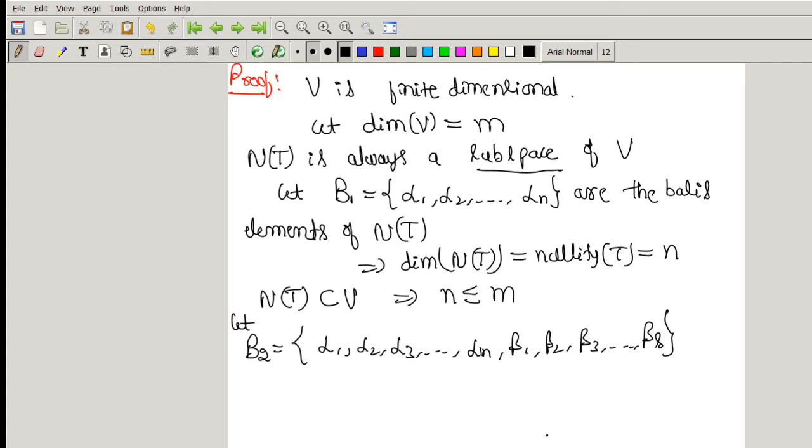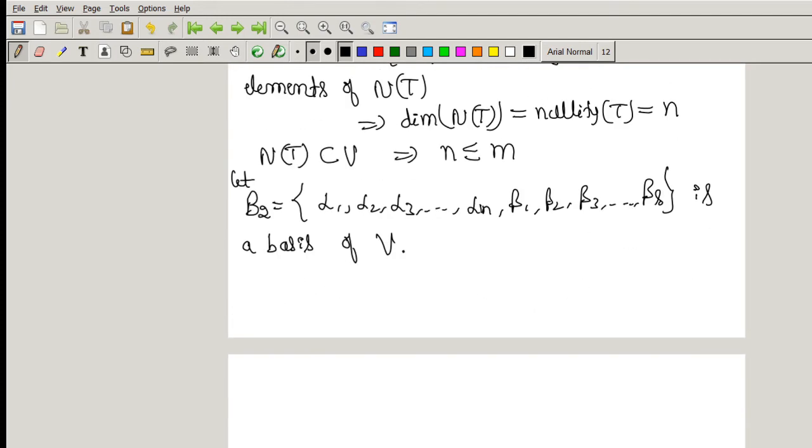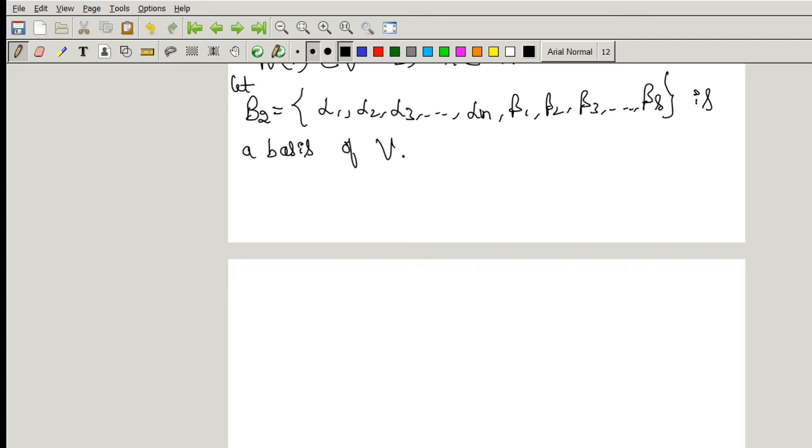Let B2 be this set. It is a basis because V is finite dimensional and these are the basis elements in the null space of T. We extend these basis elements to form a basis of the vector space, or we can consider directly these elements because V is finite dimensional, so it has a basis. B2 is a basis of V.